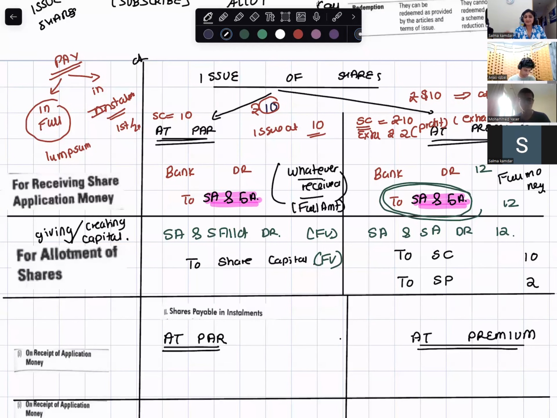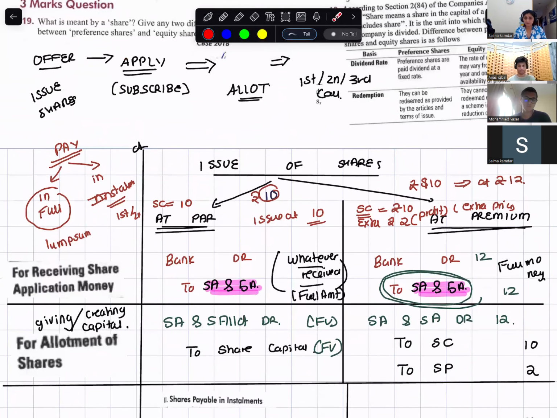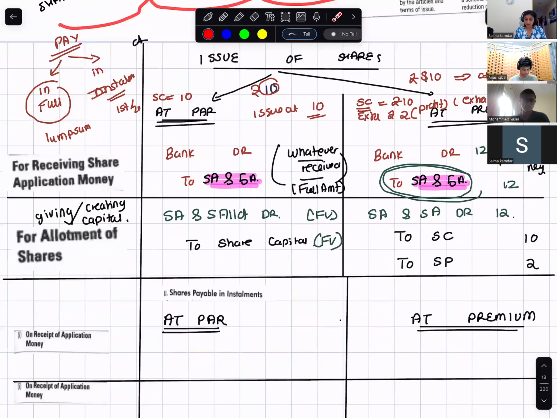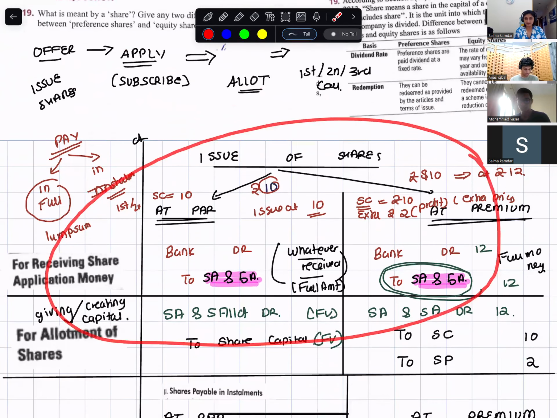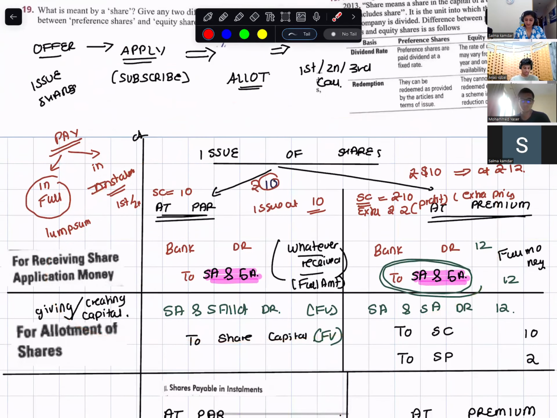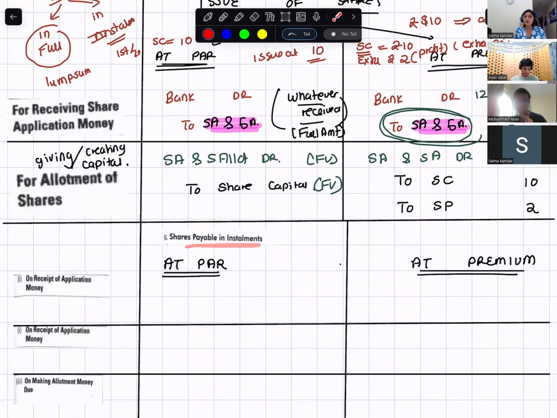So, can you again tell me the steps to issue shares? First, we'll get application money. First, I offer them, they apply. Then allot. Then first call, second call, third call. Okay. So I offer them, they apply. If they give me in lump sum, this is the way. If they don't give me in lump sum, it means I am going to receive money in installments.